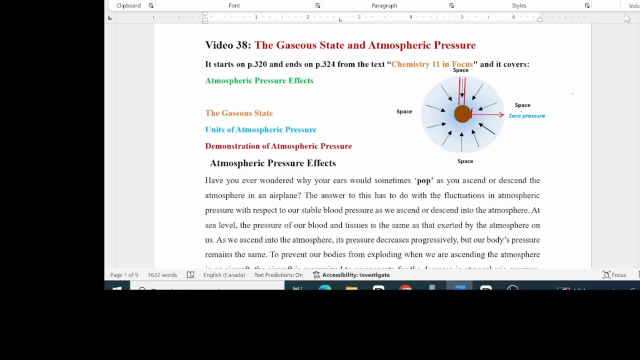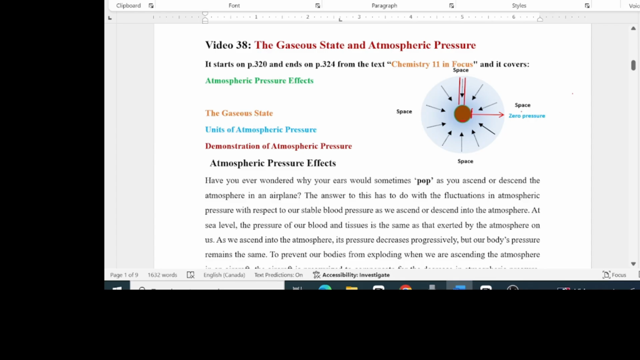We have not studied atmospheric pressure as of yet, but we will in due course. However, I just want you to accept the fact that there exists a pressure that is being exerted upon us by the column of air in the atmosphere called atmospheric pressure. So if you observe here, we have the earth, and all over above us is this column of air that we call the atmosphere, and it is exerting a pressure on us that's called atmospheric pressure.